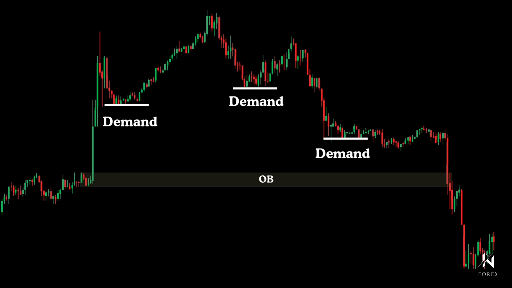Some traders may view these breaks as liquidity grabs and place buy positions at the order block, but the reality is that supply has already taken control, so entering this trade without any confirmation wouldn't be a reliable move.